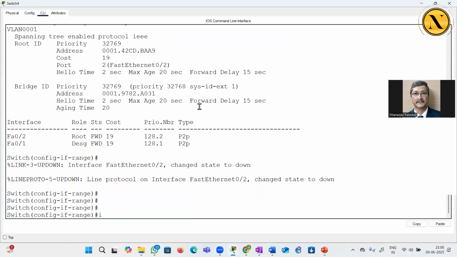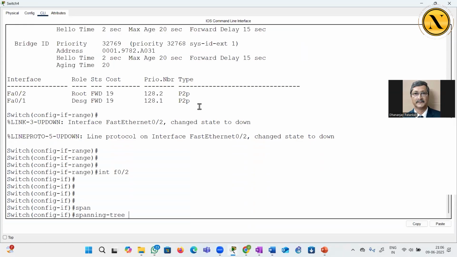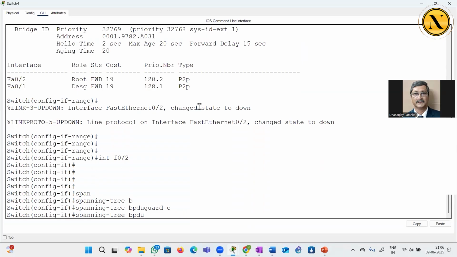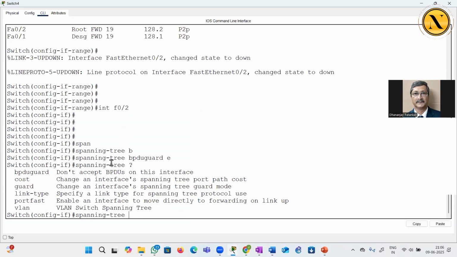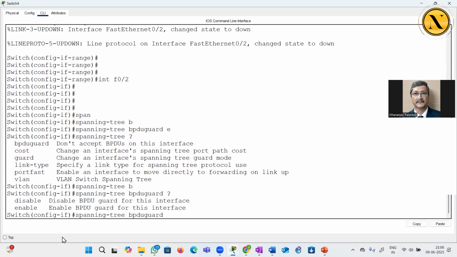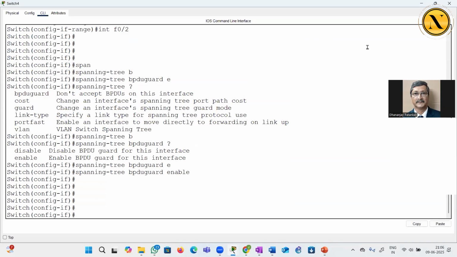Now look. Interface F0/2, spanning tree, BPDU Guard, enable. Got it? We have gone under the interface and set spanning tree BPDU Guard, right? Don't accept BPDUs on this interface. So spanning tree BPDU Guard, enable or disable, right? Only two commands. So I'll say enable. Done.